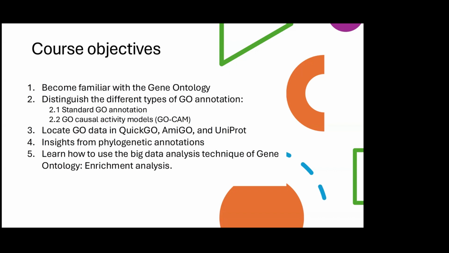We'll also explain how you can find GO data in three main resources, QuickGO, AmiGO, and UniProt, and how we do phylogenetic annotations in order to gain broader insight on gene function across different phylogenetic ranges of organisms.